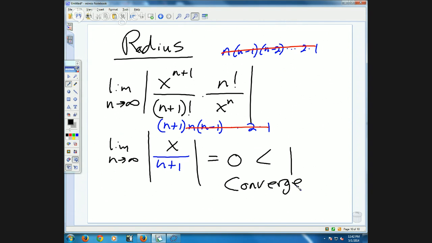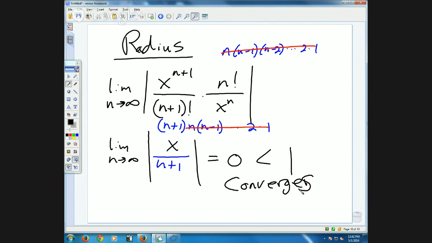Now, wait a minute. No, we didn't know this thing converged. I knew, but you didn't. Not for sure until we finished the test.